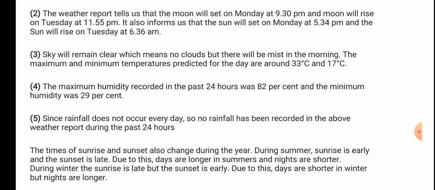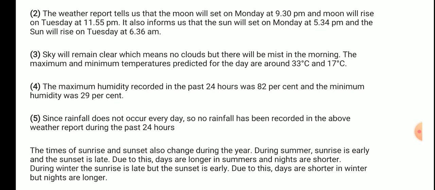The times of sunrise and sunset also change during the year. During summer, sunrise is early and the sunset is late. Due to this, days are longer in summers and nights are shorter. During winter, the sunrise is late but the sunset is early, and due to this, the days are shorter in winter but nights are longer.